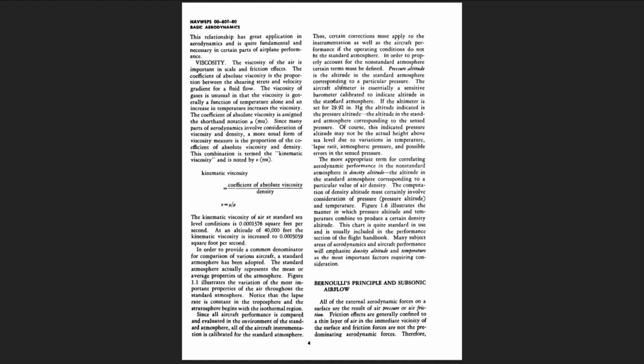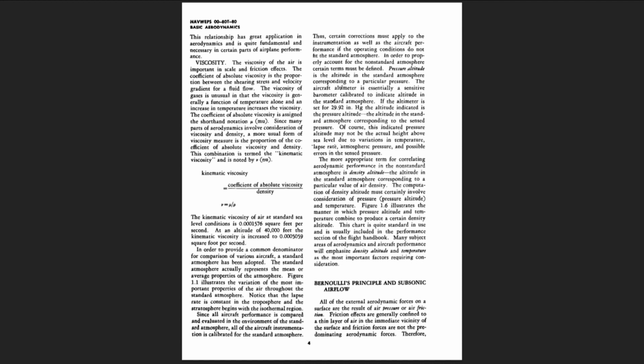Pressure altitude is the altitude in the standard atmosphere corresponding to a particular pressure. The aircraft altimeter is essentially a sensitive barometer, calibrated to indicate altitude in the standard atmosphere. If the altimeter is set for 29.92 inches of mercury, the altitude indicated is the pressure altitude, the altitude in the standard atmosphere corresponding to the sensed pressure. Of course, this indicated pressure altitude may not be the actual height above sea level due to variations in temperature, lapse rate, atmospheric pressure, and possible errors in the sensed pressure.